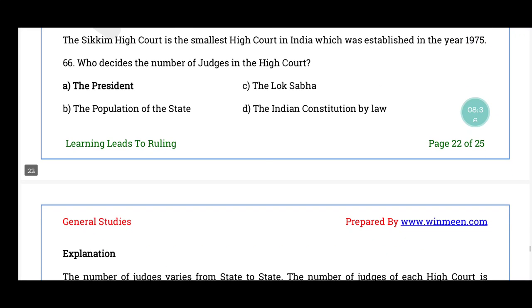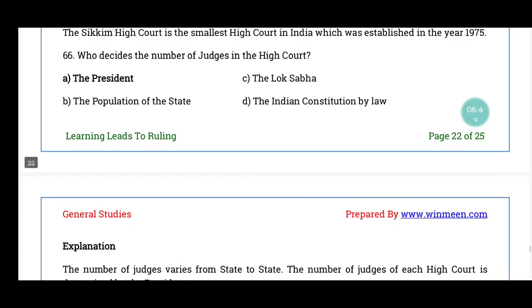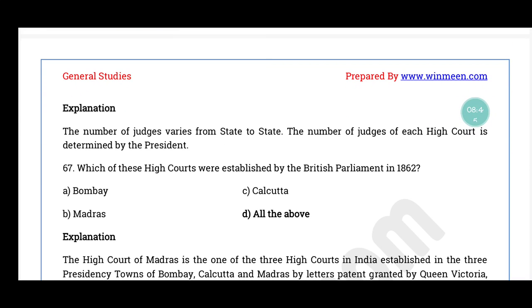Question number 66. Who decides the number of judges in the High Court? The correct answer is option A, the President. The number of judges of a High Court varies from state to state. The number of judges for each High Court will be determined by the President of India.